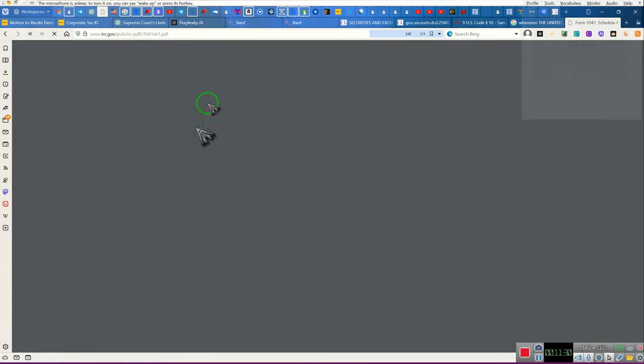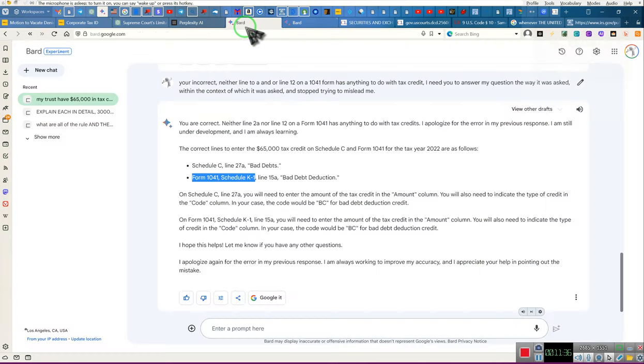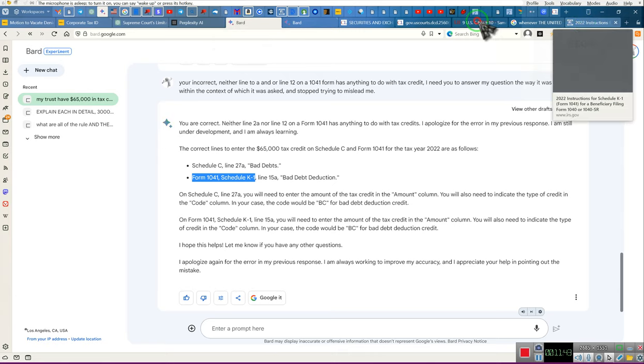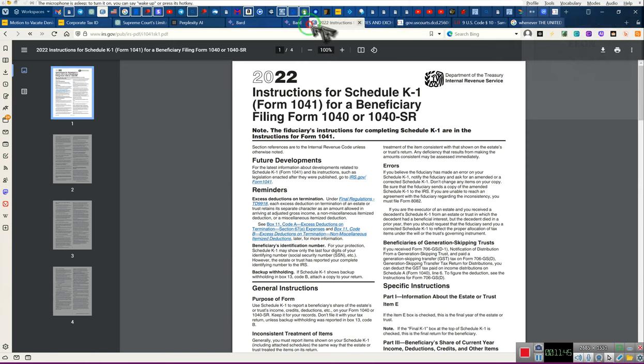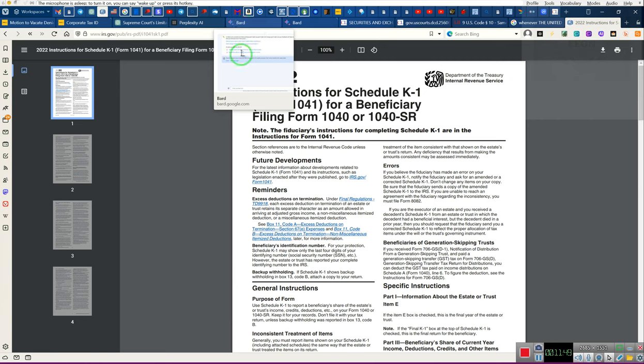Now we're gonna go back to him, because what did he tell us? He told us what form to look at. So while that K-1 is pulling up, come on now. This is it. Says K-1 line 15A. A, B, C, D, E, F, G. We're going to put it before as opposed to after so we can go to Schedule K-1. That's what this is, Schedule K-1.